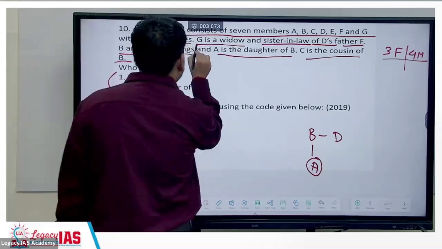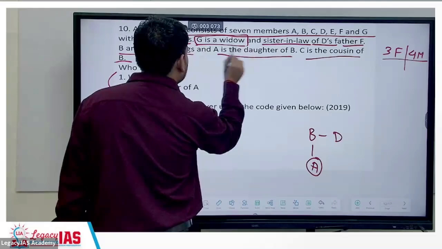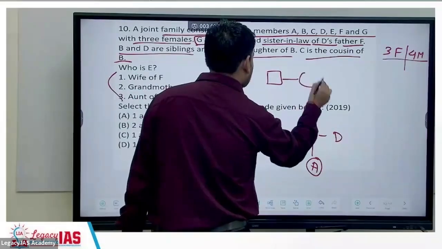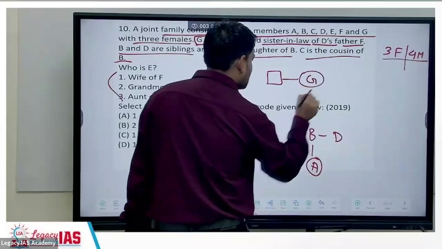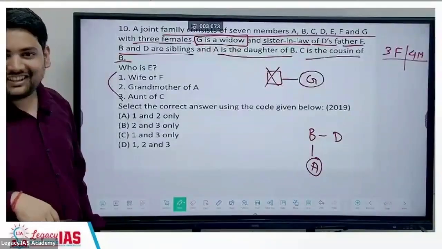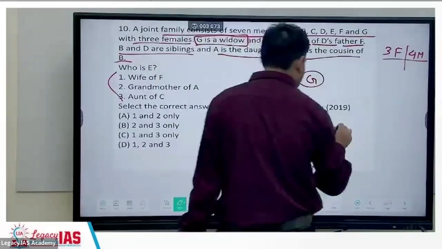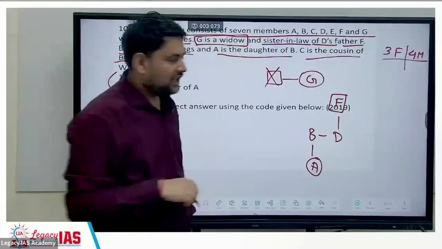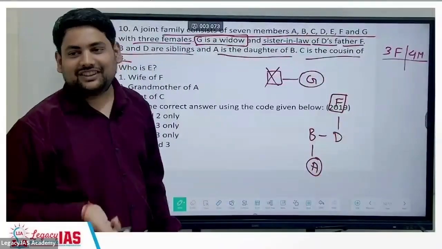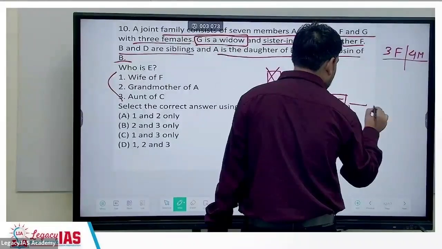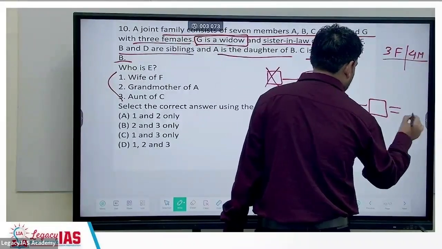Now read this part first. G is a widow. Okay, how does a widow look? Something like this. G, she is a widow and sister-in-law of D's father F. So D's father is F. And she is not just a widow, but also a sister-in-law. How will a sister-in-law look?